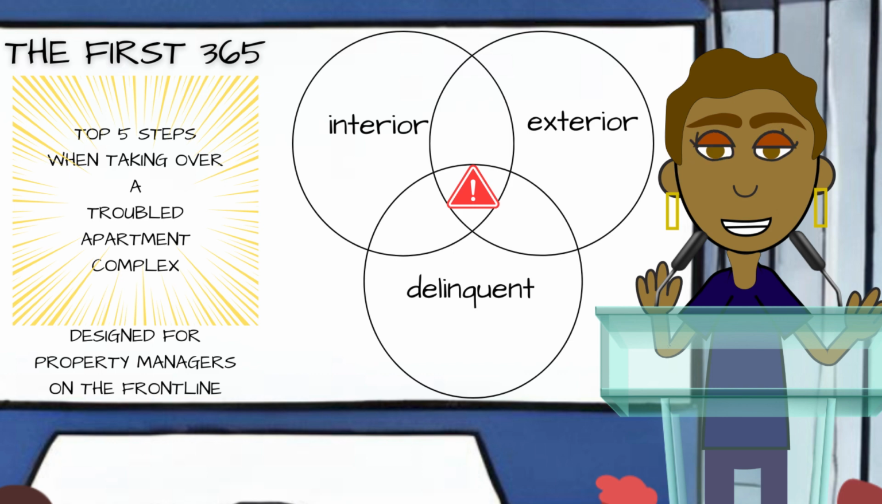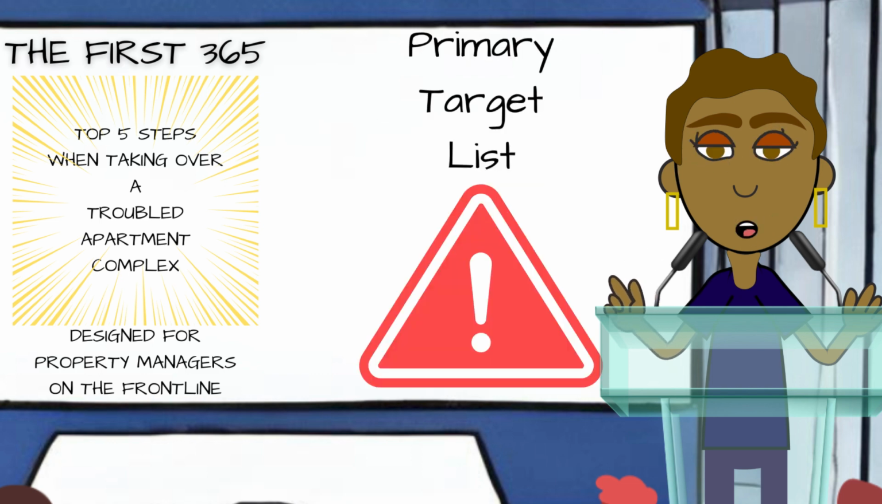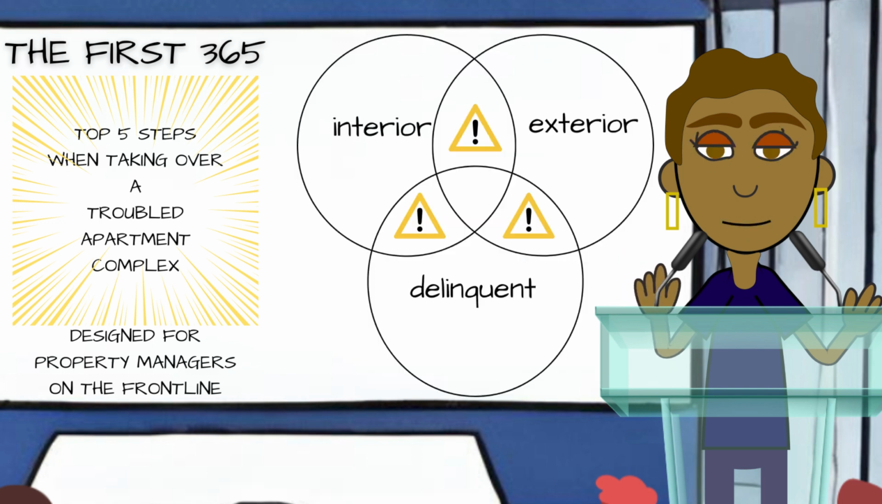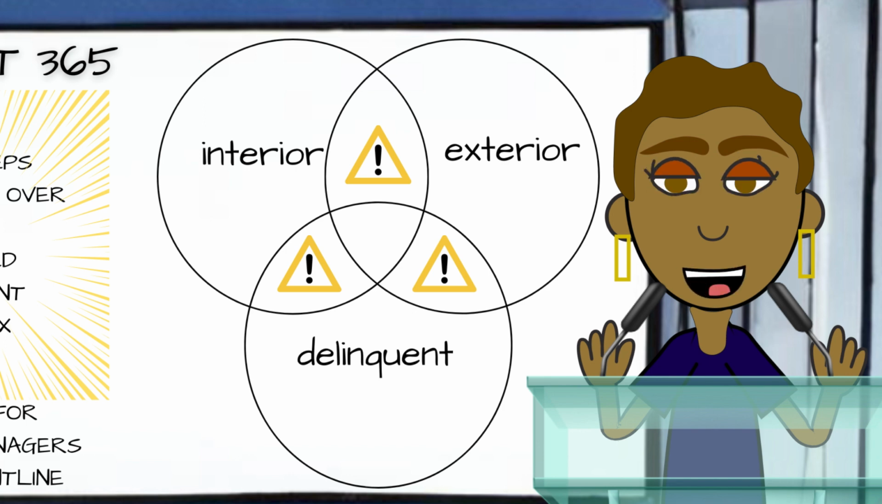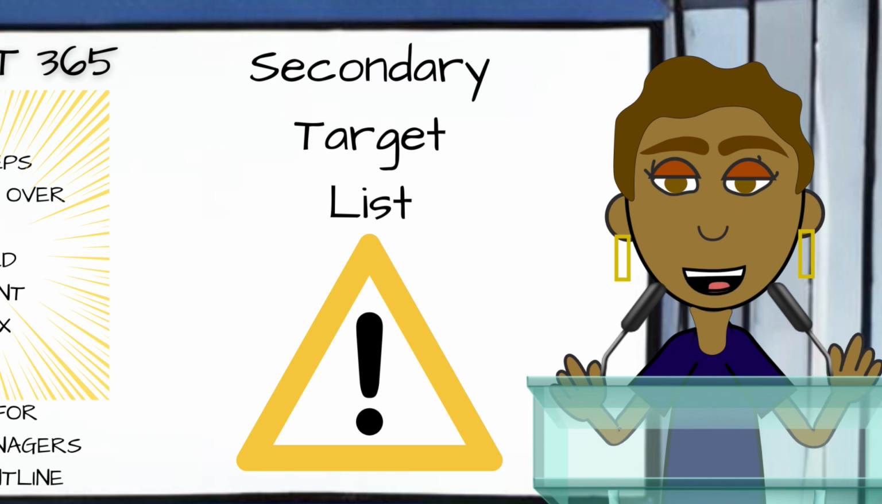We are going to need them to pick a struggle. We do not want your apartment to show up on all 3 lists. So this exclamation point here are a list of apartments that show up on all 3 lists, and they are your primary targets. The next bit of information you want to look at is who's coming up on 2 of the lists. So if they're on your interior and exterior, your interior and delinquent, your exterior and delinquent, you want to make a list of who's showing up on both of those. This would be considered your secondary target list.